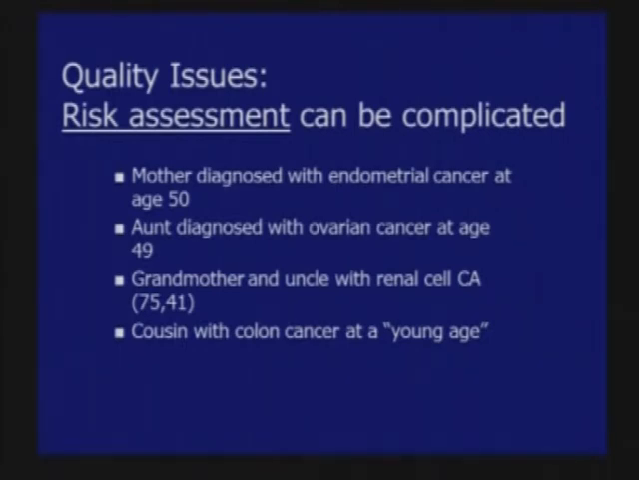And this is a patient from our clinic whose mother was diagnosed with a uterine cancer at age 50. Her aunt was diagnosed with ovarian cancer at age 49. She had a grandmother and uncle with kidney cancer and a cousin with colon cancer at a young age. And she went to her gastroenterologist looking for a colonoscopy and was told that there wasn't a first-degree relative with colon cancer, and she didn't need a colonoscopy till she was 50. She was about 43 at that time. And a year later, she developed her cancer.